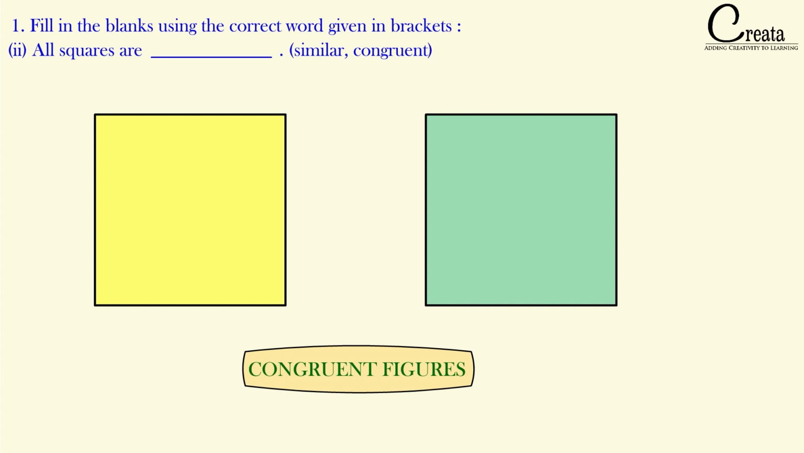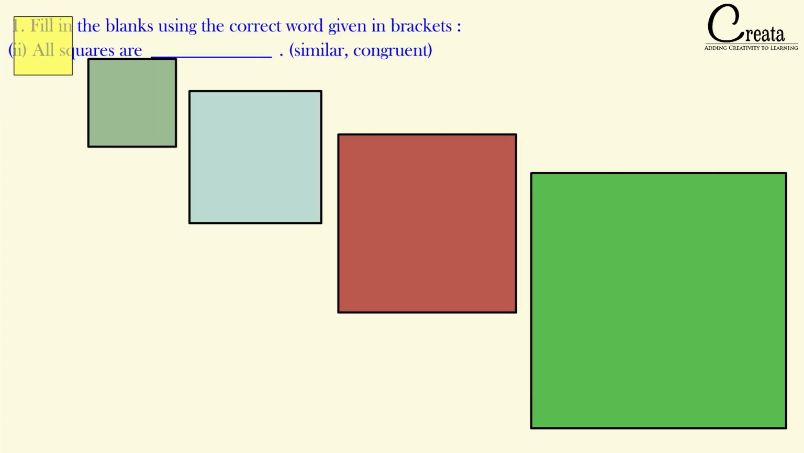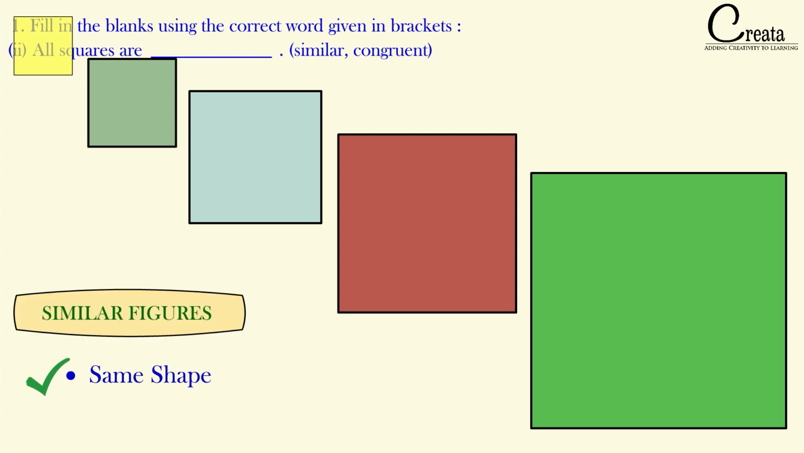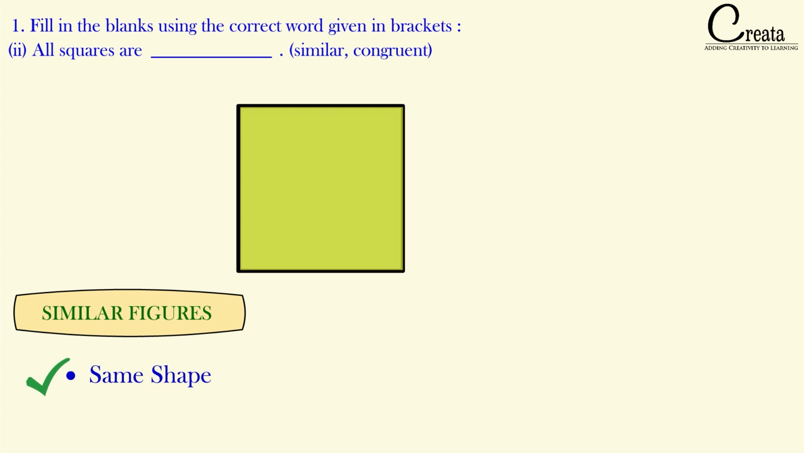But here the question is talking about all squares. Here we are taking different sizes of squares. We can say all the squares of different sizes will have the same shape. Same shape means all these squares are similar to each other. If you scale in or scale out all the squares and try to overlap them, they will exactly fit each other. Why? Because they have the same shape. So the answer to this second part is similar. All the squares are similar. These concepts we have done in detail in our previous lecture. Check out the link in the description.